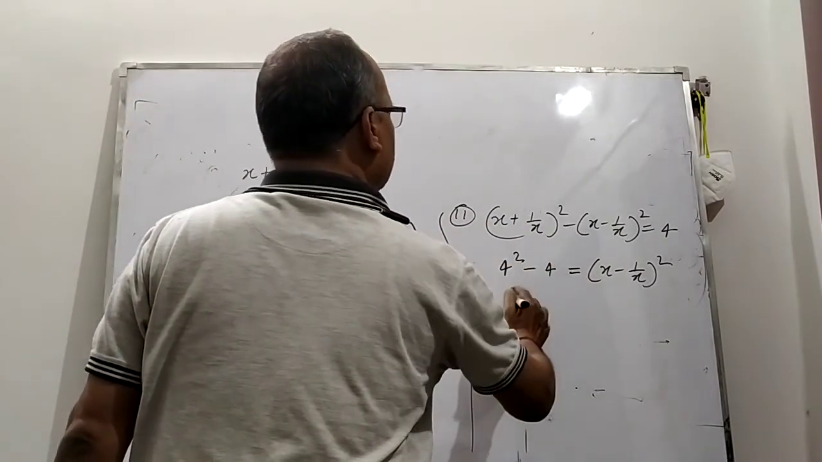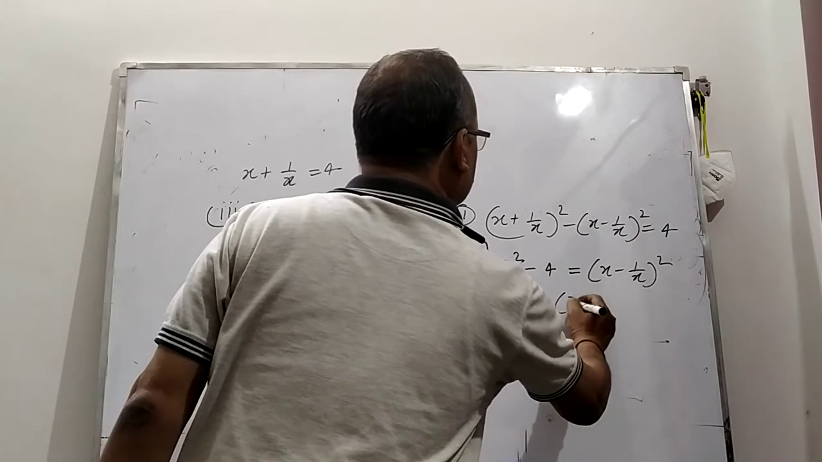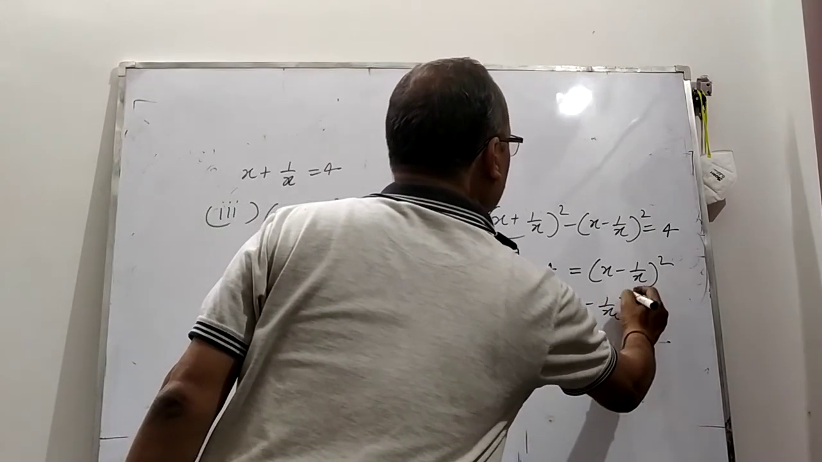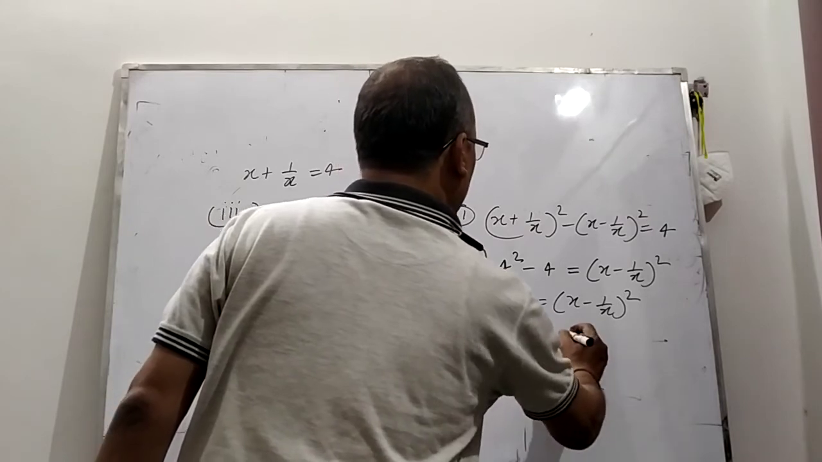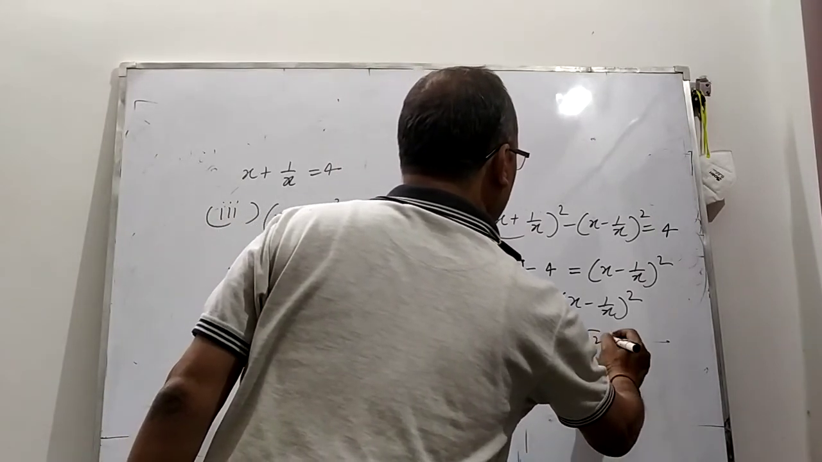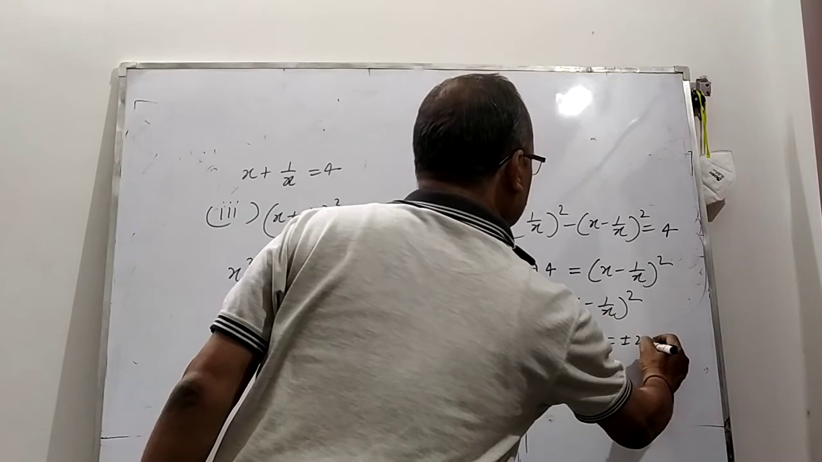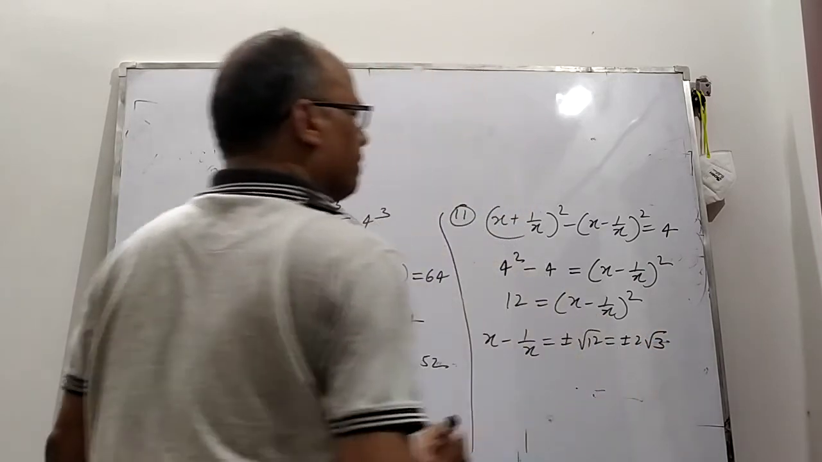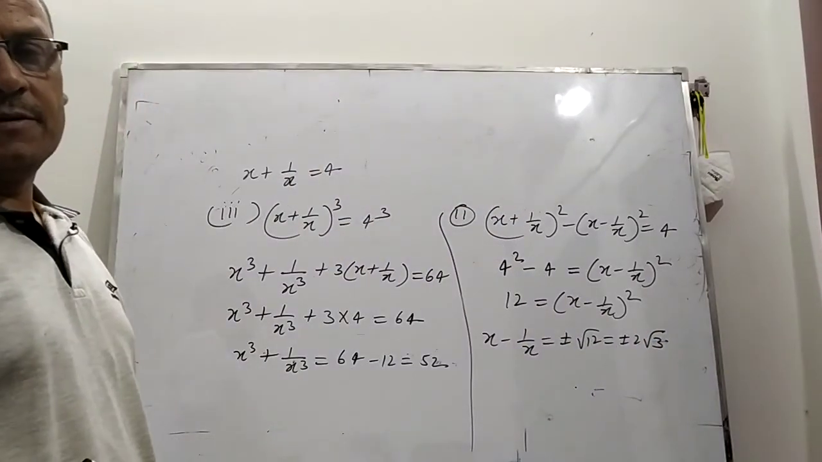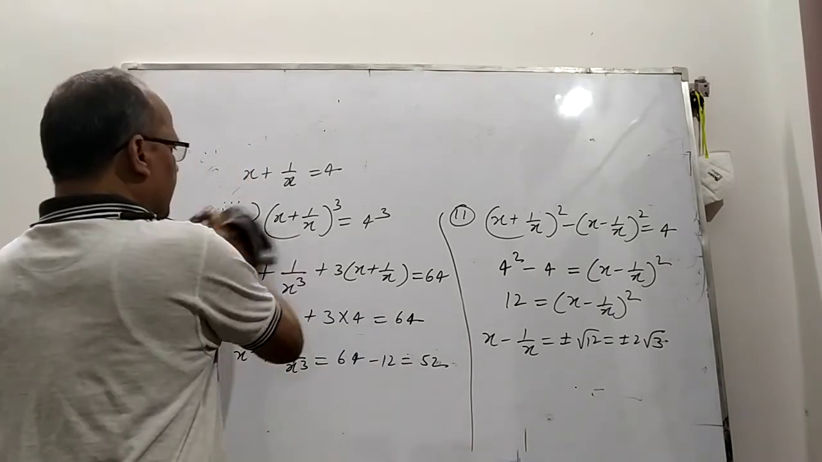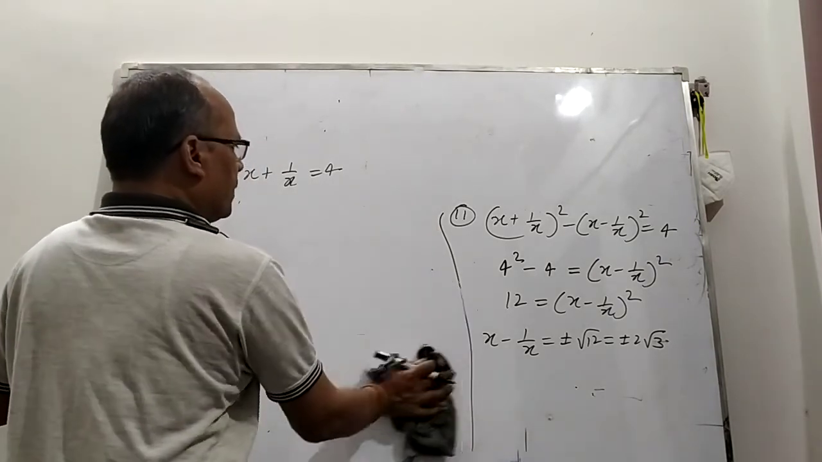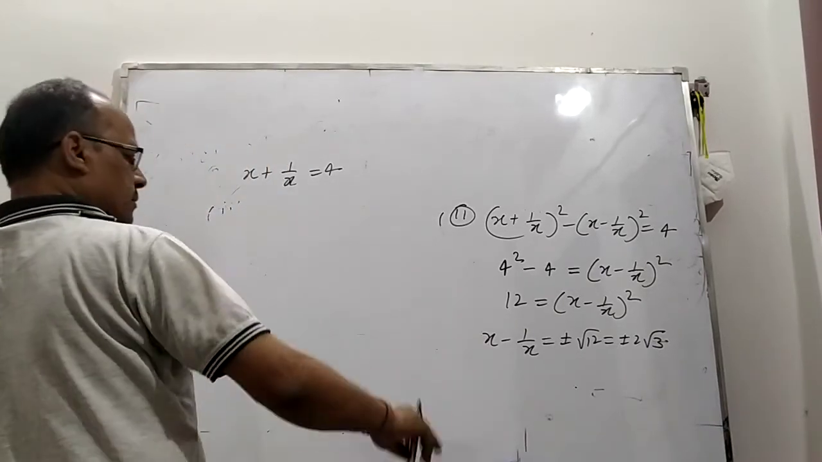16 minus 4 equal to 12, (x minus 1 upon x) whole square, or x minus 1 upon x equal to plus minus under root 12 equal to plus minus 2 root 3. This is clear? Yes. Another method, second method, you will see for this.